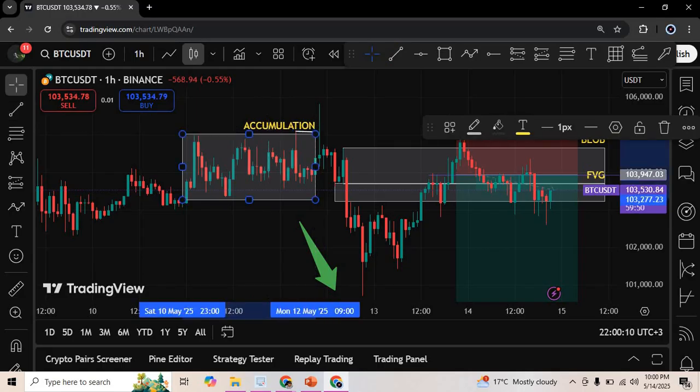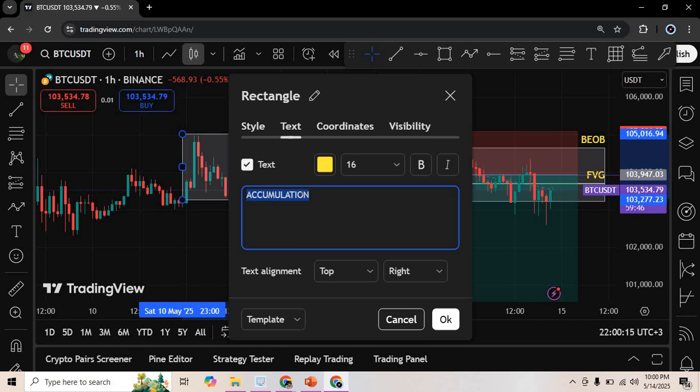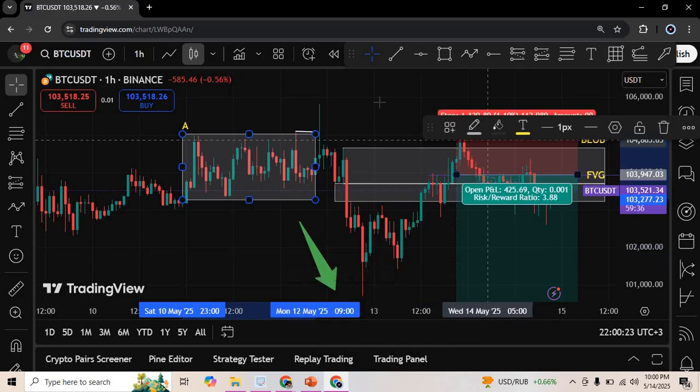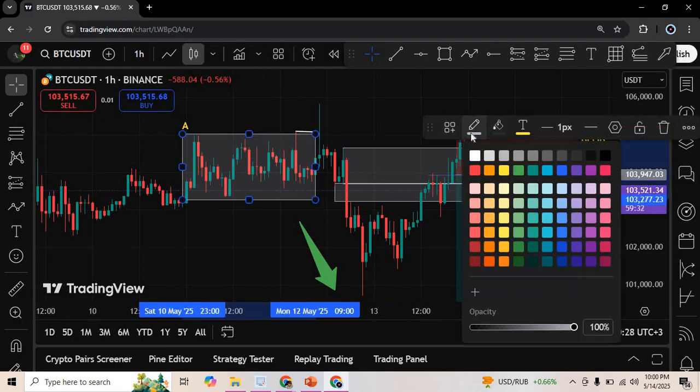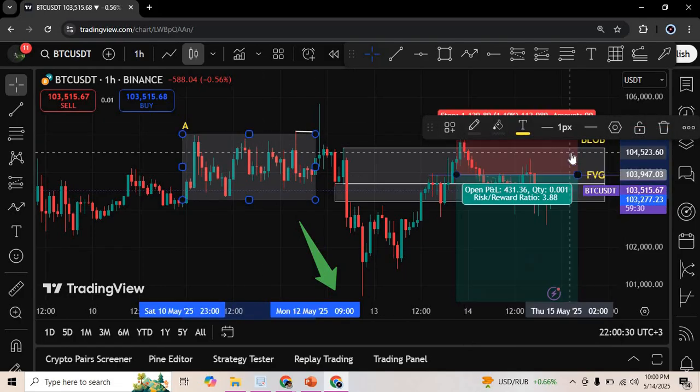Let me reduce this name. Let me just call it A. And I move it to the left. No, yeah, the left. And maybe reduce the colors of these ones so that you can see what you're talking about.